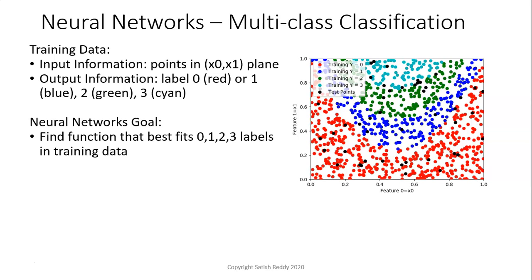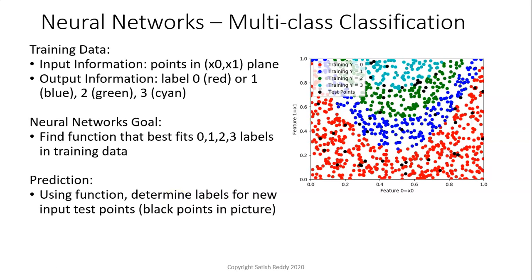In neural networks, the goal is to find a function that best fits the 0, 1, 2, 3 labels in the training data. And you can see roughly below this parabola, the label is 0, and then we have bands where the label is 1, label is 2, and above here the label is 3. So the goal would be to find a function that fits the data in that way. So once we find that function, we use it to determine labels for the new input test points, the black points in this picture.